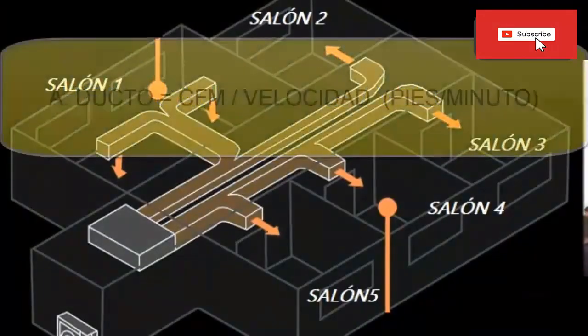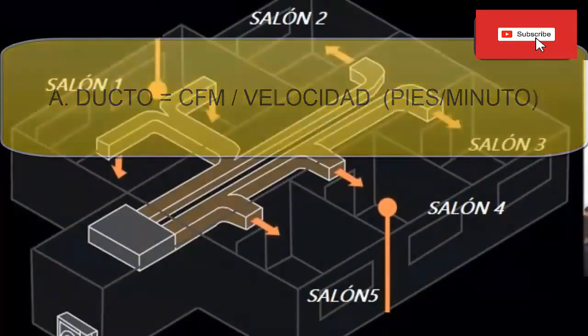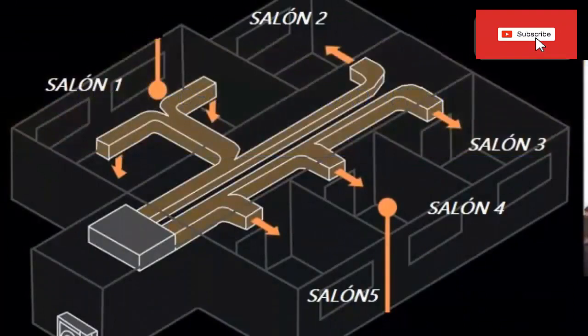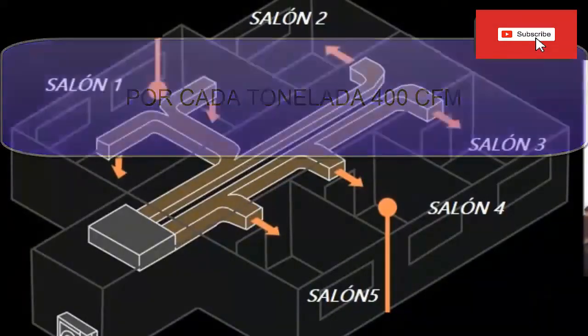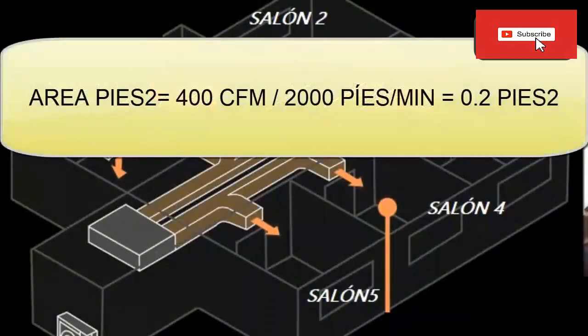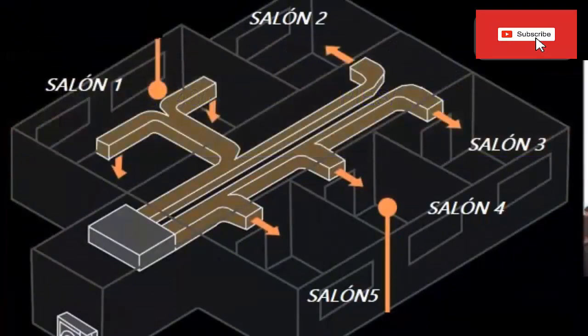Thus, for example, for a flow of 1 refrigeration ton with a speed of 2000 feet per minute, the required duct area is equal to the flow rate in CFM, or cubic feet per minute, divided by the air velocity in feet per minute. Remember that for each ton we are going to need 400 CFM of air. So we'd have to divide 400 CFM by 2000 feet per minute to get a duct area of 0.2 square feet. Knowing the area, we can begin to size each duct.